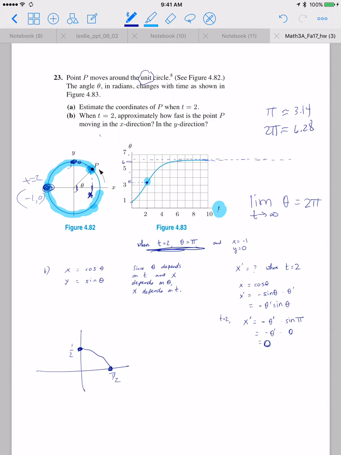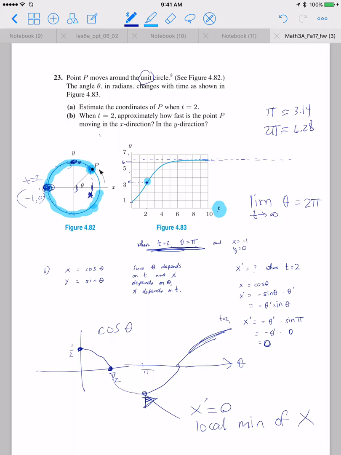Now P starts to be negative and moves all the way down to -1, so negative 1 when theta is equal to pi. And then the x coordinate gets closer and closer to 0, so we're coming back into 0. And this is the curve for here's theta and here's cosine of theta, right? So at this point here, which is pi, we would expect x prime to be equal to 0 because this is a local min of x. Okay, so that makes sense.